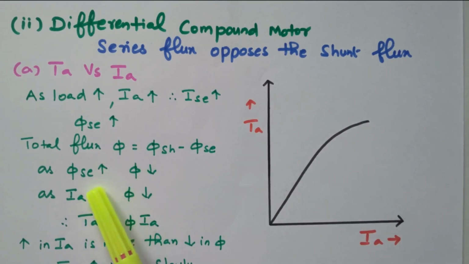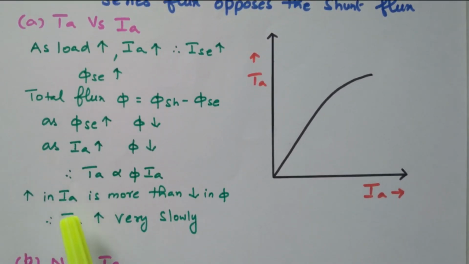So when the series field flux increases, the total flux will decrease, because both are in opposition to each other. In the previous case, both are added together. So when the load increases, armature current will increase, but the flux will decrease. We know that T is directly proportional to phi into Ia. Here Ia is increasing and phi is decreasing, but the increase in Ia is more than the decrease in phi, so it is compensated.